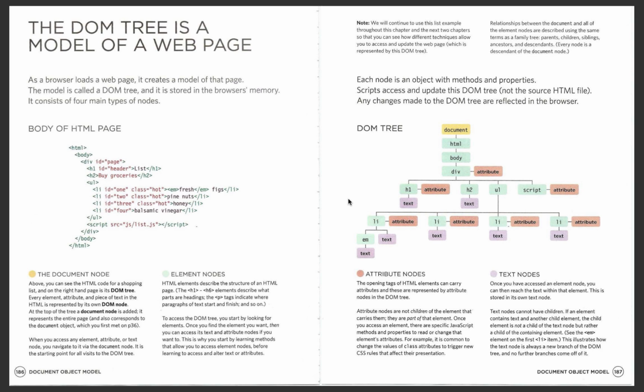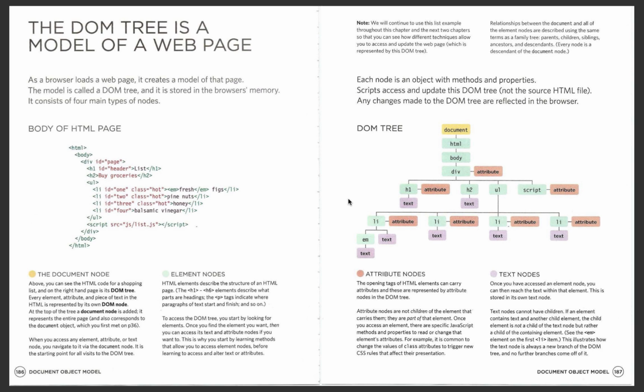And then we have what's called attribute nodes. Attribute nodes are the attributes that are on each of the elements. Attributes are things like IDs or classes. Or if you're thinking of an A tag, it's the href. If you're thinking of JavaScript, it's the src, the source. Those are the attributes for an element.